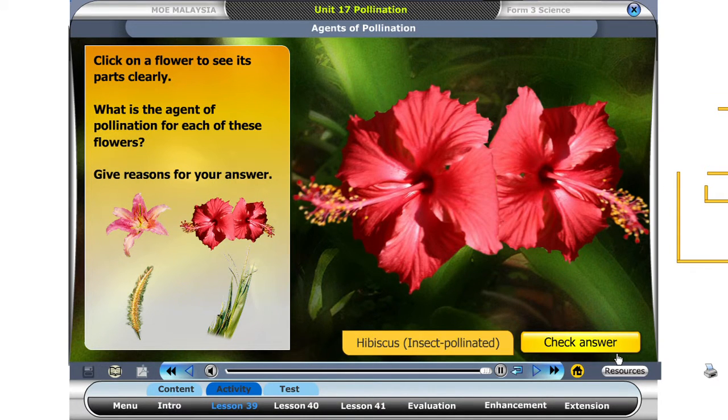Lily and hibiscus are insect-pollinated flowers because they have brightly colored petals, sticky stigmas, and small anthers.